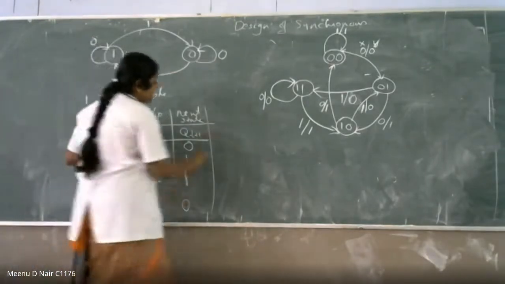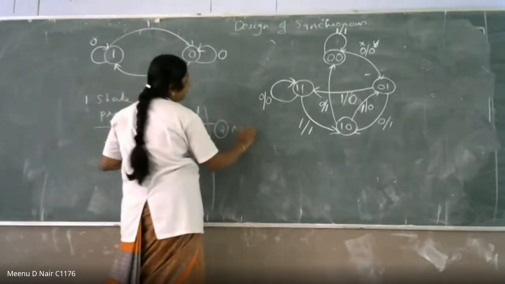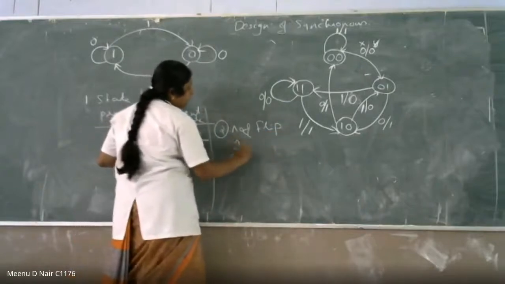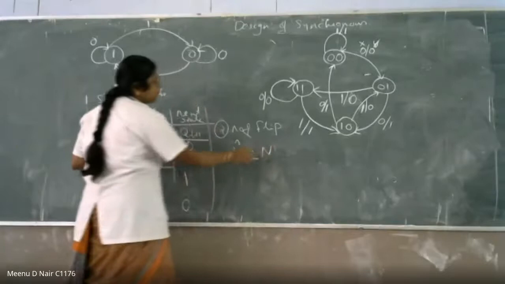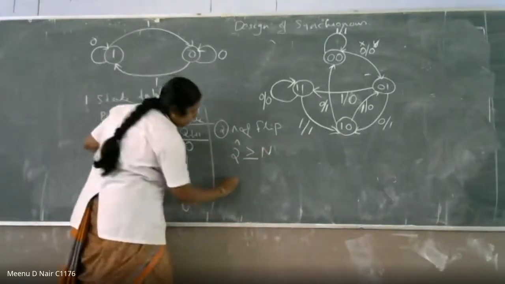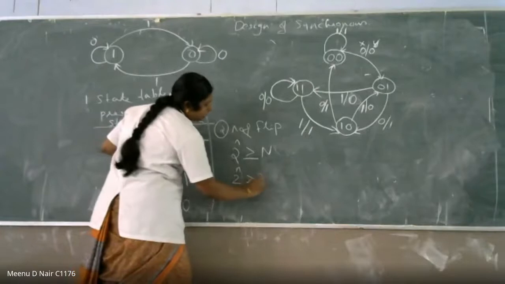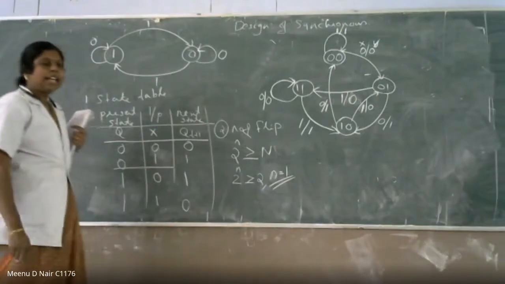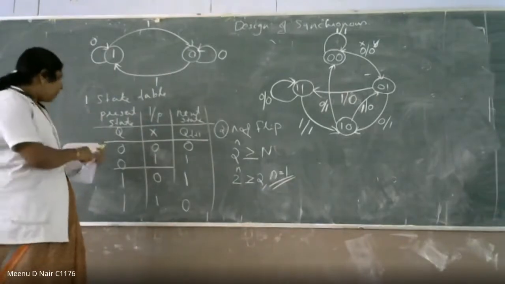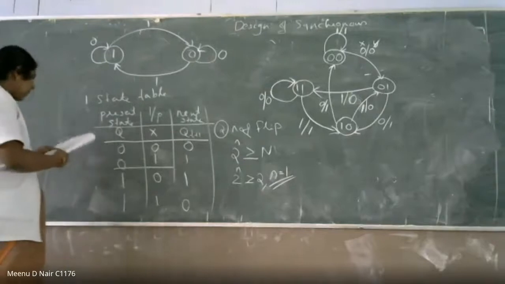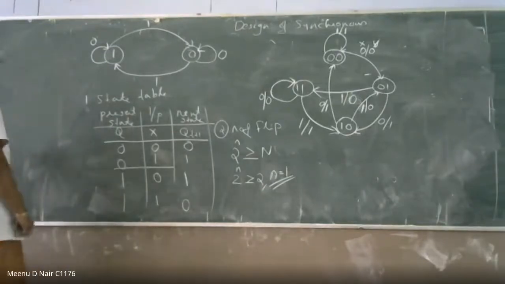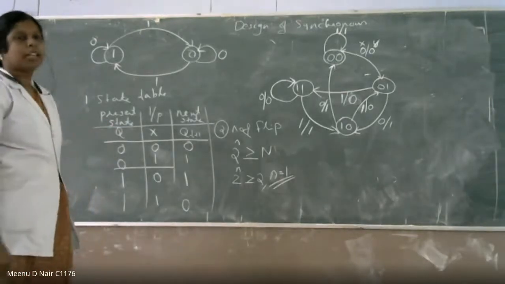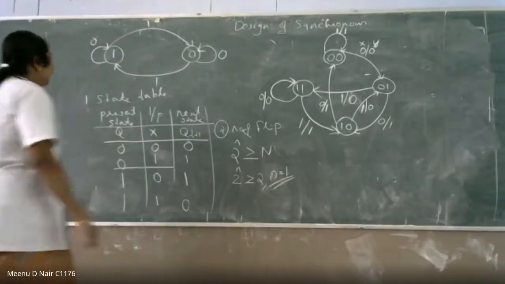For the second point, you have to find out the number of flip-flops, right? What is the expression? 2 raised to n greater than or equal to N, where N is the number of states. How many states are there? 2 raised to n greater than or equal to 2, so n is equal to 1. So you require only one flip-flop. What is the next step? You have to find out the input of D. They are asking about using a D flip-flop. You have to design the circuit using D flip-flop.